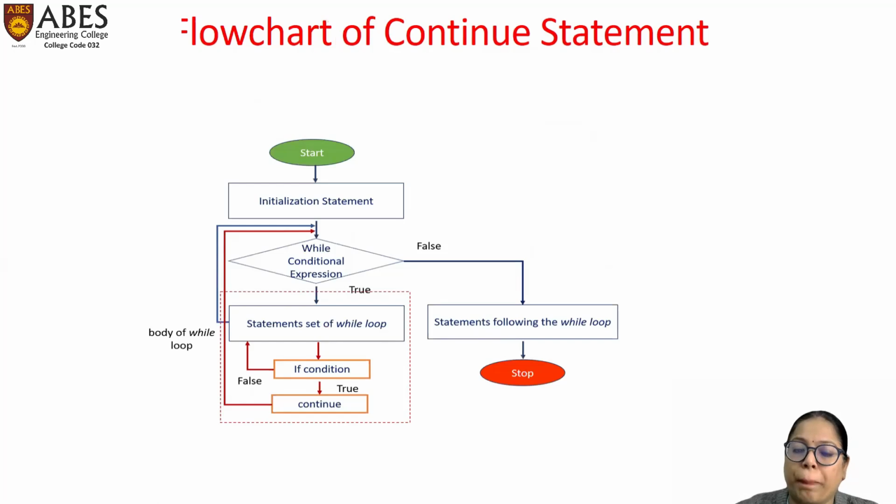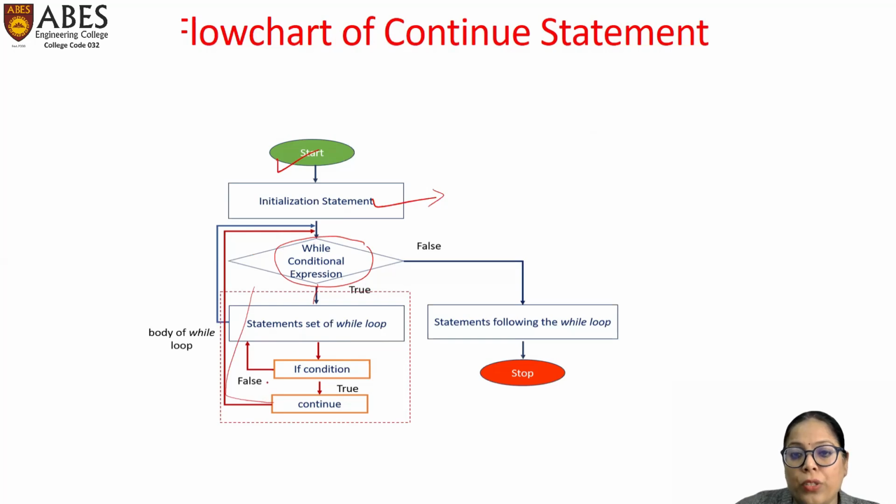Now we will understand how continue statement works with a flowchart. We start, we initialize the statement as we do in while loop. After that, we check for the condition. If condition is true, statements of while loop, we check for the if condition. If condition is true, it continues. If condition is false, it again goes there and it checks for the condition. And if the condition is true, it continues. So same thing is repeated.